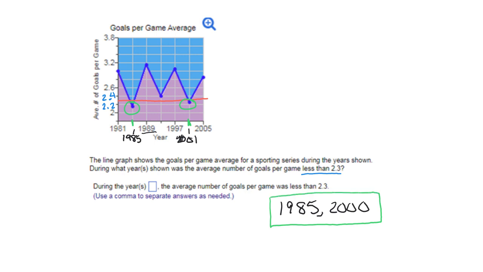Right, so we're looking for those lowest values that fall below a 2.3. And then again, you had to find out what year matched for each of those little tick marks in there. And let me rewrite this one more time here just so you can see it a little better. And this is 2001 for this year here, and this right here is 1985.